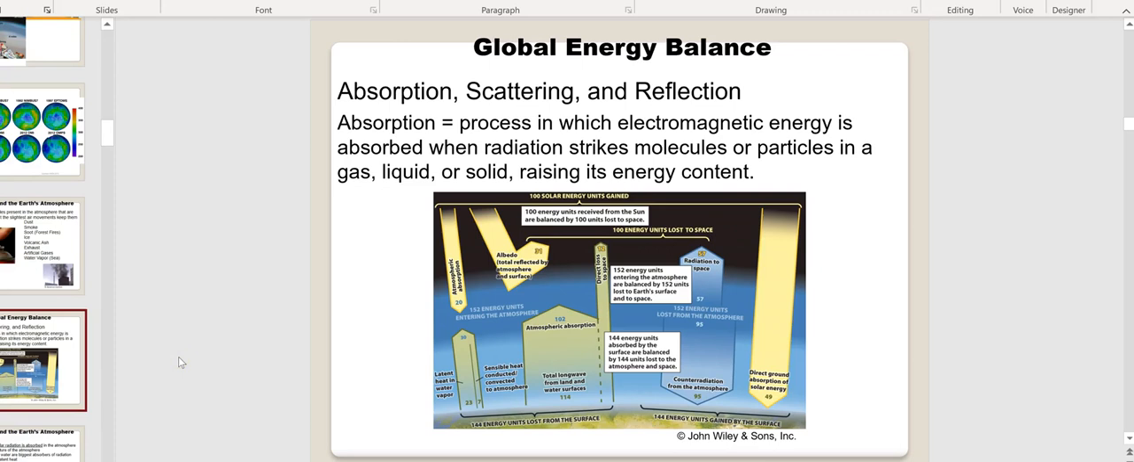So there's a certain amount of energy coming in. There's a certain amount that gets absorbed. And then we have to make sure that there's a certain amount that leaves. Because what happens if we have all this energy and it comes in and none of it goes out? Well, not good.